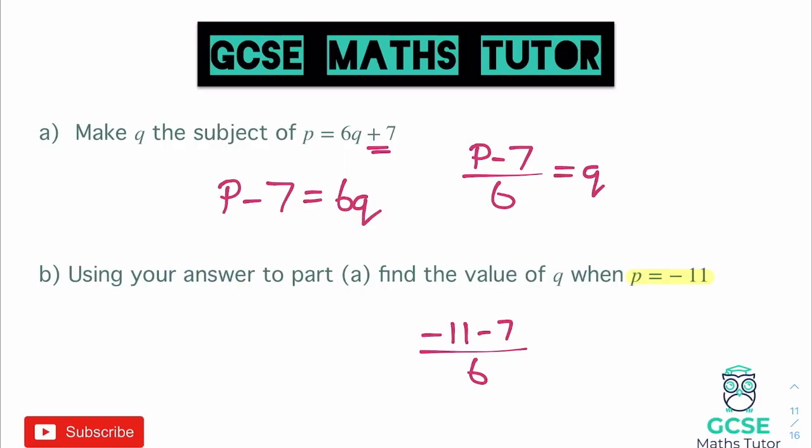Well, let's simplify the top. Negative 11 take away 7 would be equal to negative 18. And we're going to divide that by 6. 18 divided by 6 is 3, so negative 18 divided by 6 is going to be equal to negative 3. So Q will equal negative 3. And that'll be our final answer there, substituting that in.